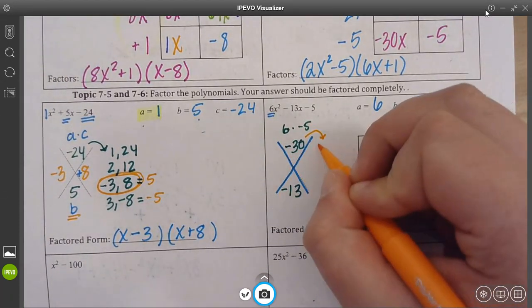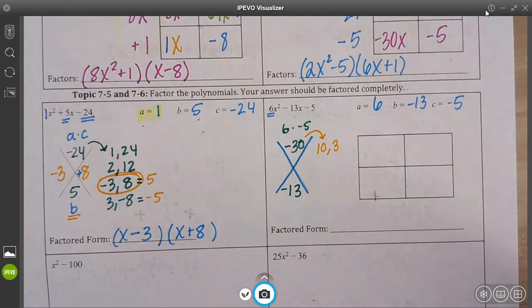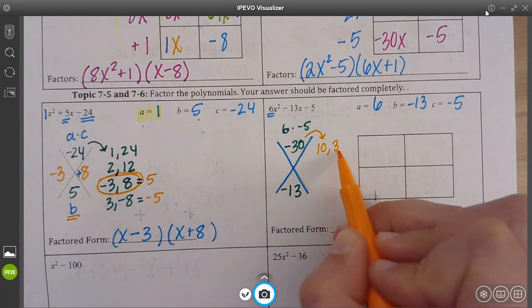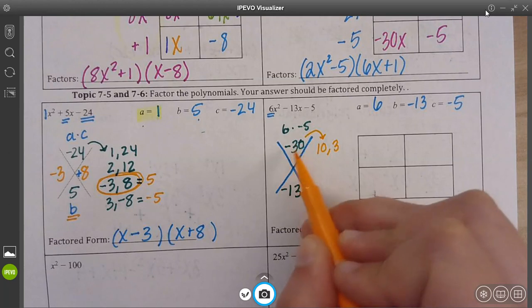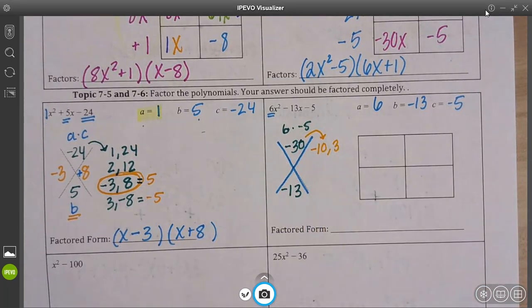So when I think about 30, I'm thinking about 3 and 10, but 3 times 10 is positive 30, and I want it to be a negative 30.